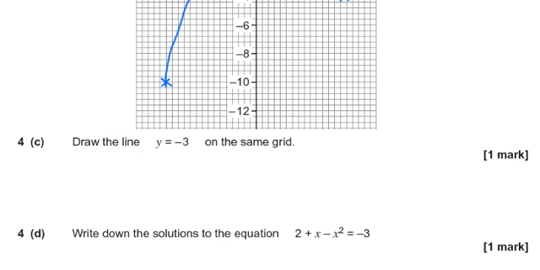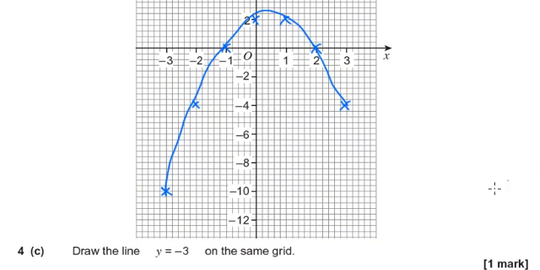Part C then says draw the line y equals -3 on the same grid. Y equals -3 is a horizontal line crossing through -3 on the y-axis. So that's going to be here, like that.